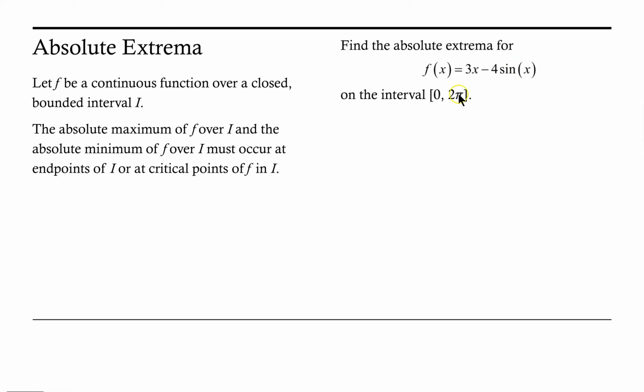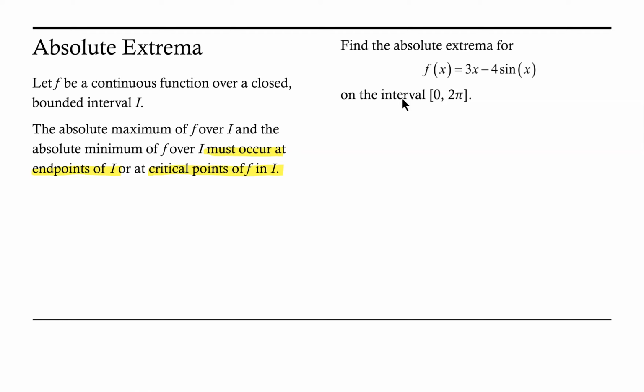So let's go ahead and take a look at this problem. Find the absolute extrema for f of x equals 3x minus 4 times sine of x on the interval from 0 to 2 pi. Keeping in mind that in our search for absolute maximums and absolute minimums, we have to consider the endpoints of the interval and the critical points of the function that lie within that interval. So let's go ahead and find the critical points.